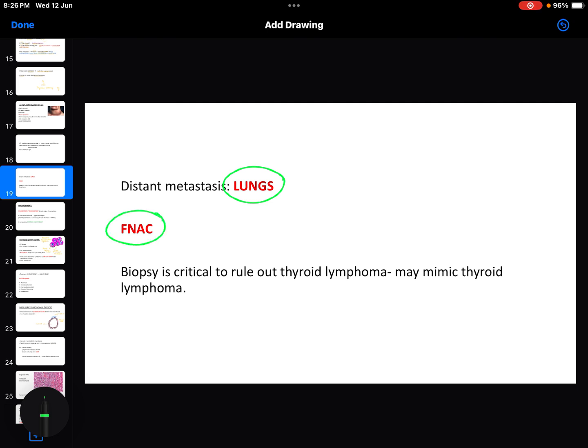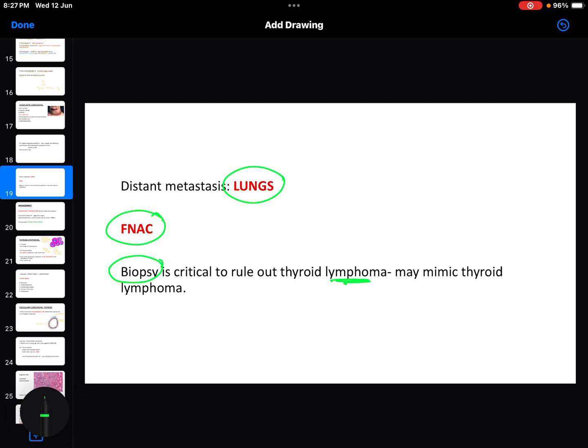And FNAC is diagnostic. If FNAC is inconclusive, sometimes we may not be able to differentiate between thyroid lymphoma and this anaplastic thyroid carcinoma. At that time we are going to do a true cut biopsy. Usually true cut biopsy is not done in thyroid malignancy. Why? Because the thyroid is a vascular structure, we don't know where the vessels are. When we do a true cut biopsy, it may puncture the vessels and it may cause profuse bleeding. So usually true cut biopsy is not done.